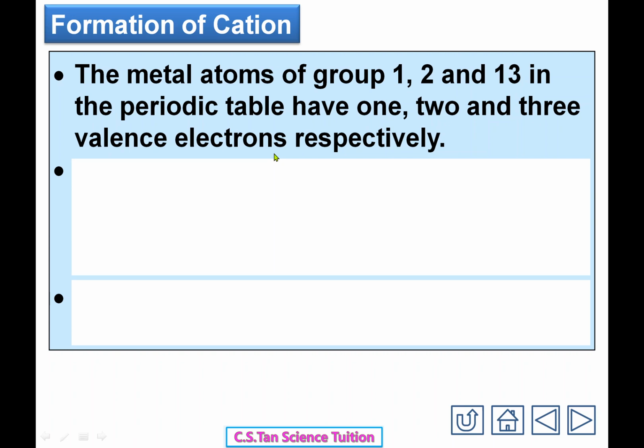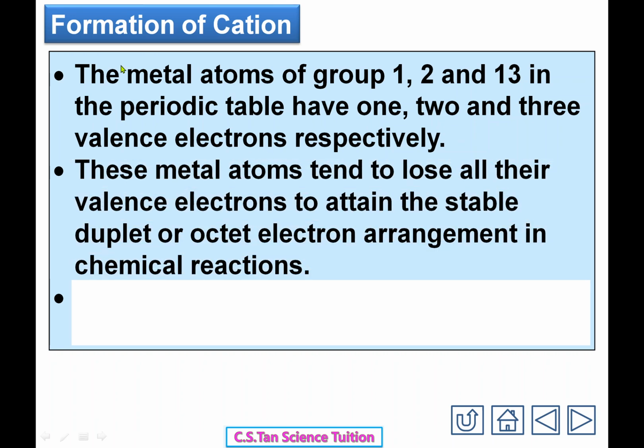So the metallic atoms from group 1, group 2, group 13 in the periodic table have 1, 2 and 3 valence electrons respectively. You understand? These metal atoms tend to lose all their valence electrons to attain the stable duplet or octet electron arrangement in chemical reactions. Group 1 has 1 valence electron, group 2 has 2, group 13 has 3. But all these atoms like to lose all their valence electrons to make themselves stable, to become duplet or octet stable electron arrangements.